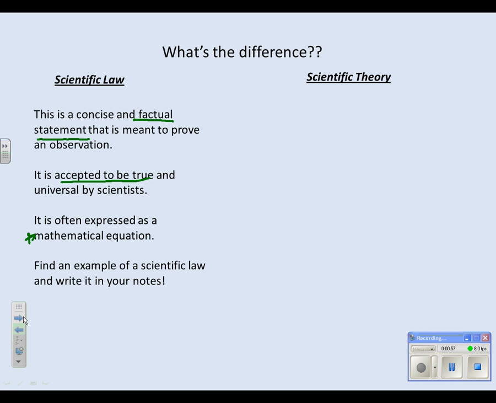So I want you to think about an example of a law, write it down, and we'll come back to it.